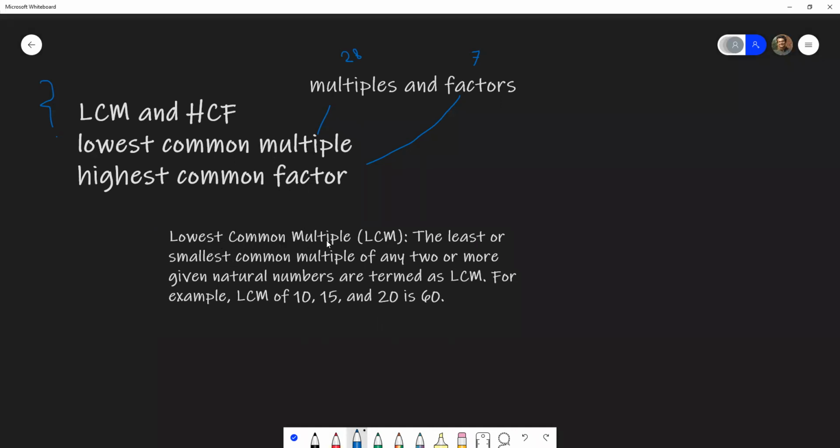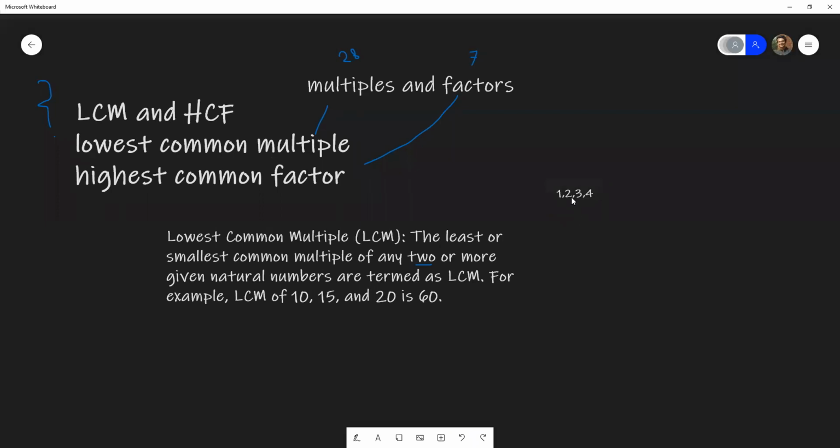The lowest common multiple, or LCM, is the least or smallest common multiple of any two or more given natural numbers. What are natural numbers? Give me an example of a natural number, please. One. Then 2, 3, 4. Correct. Natural numbers are like this.